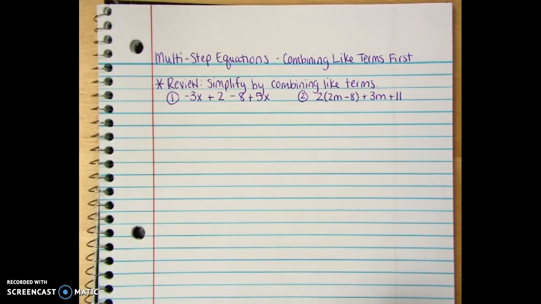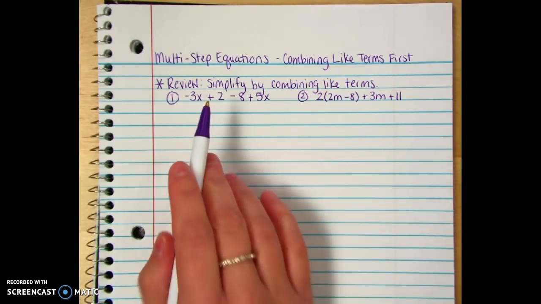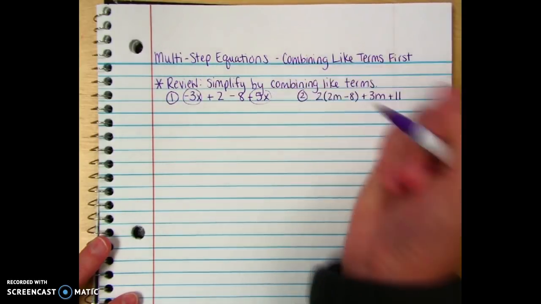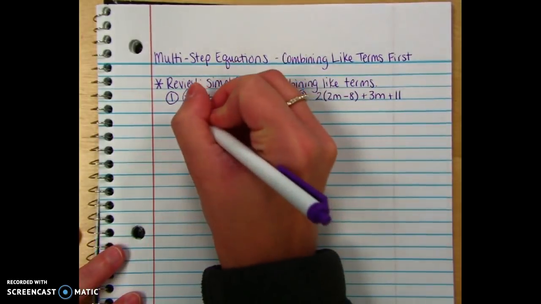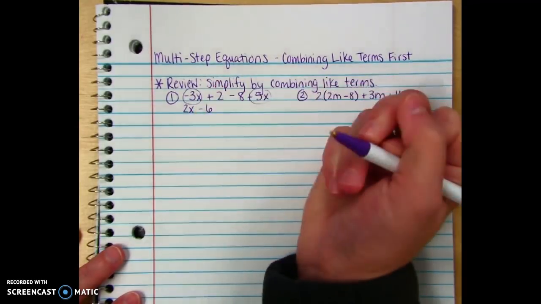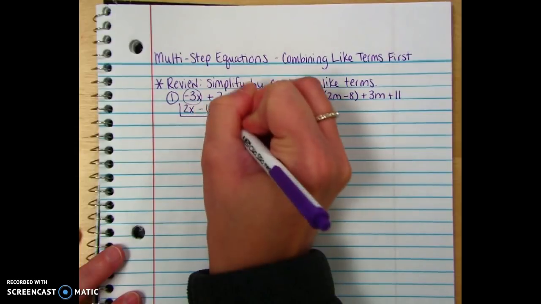You had a test on this last week. So go ahead and pause and solve these problems. Okay, for this one, I have a negative 3x and a 5x. That would be 2x. 2 minus 8 is negative 6. Here's my answer.